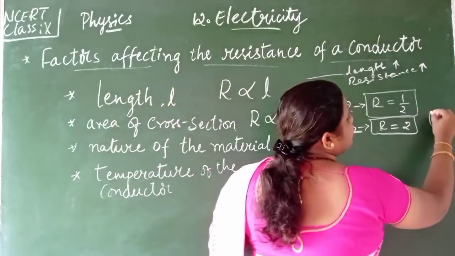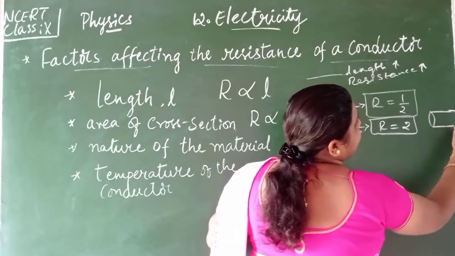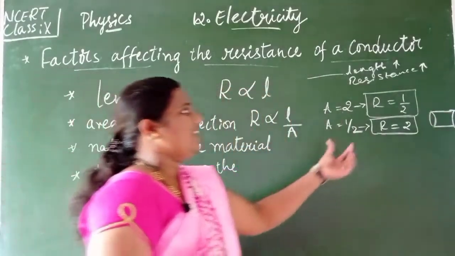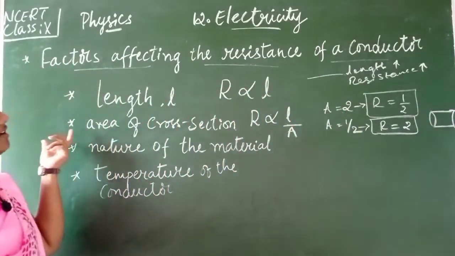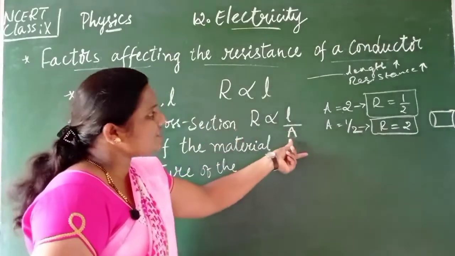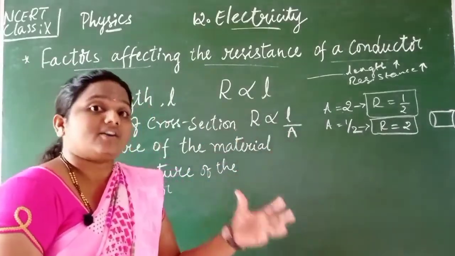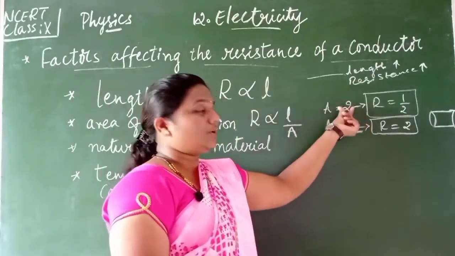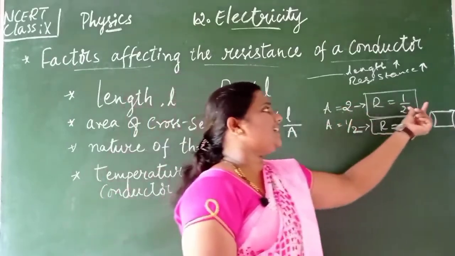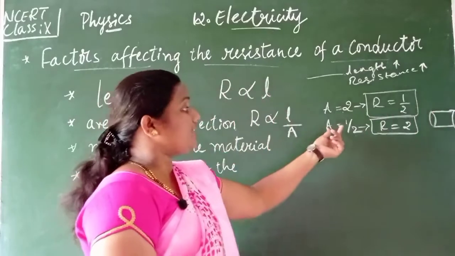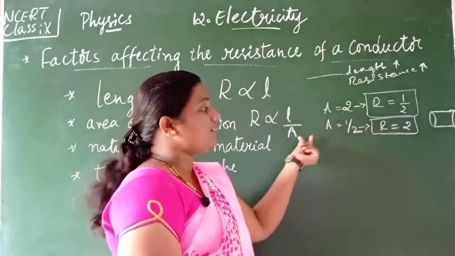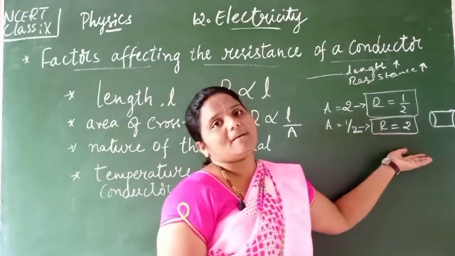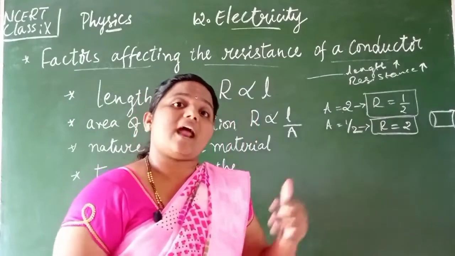You know, children, area of cross section means this. Suppose this is the conductor, this is called the area of cross section. So we can say that the second factor, resistance of the conductor, is inversely proportional to the area of cross section of the conductor. If the area of cross section is made 2 times, doubled, its resistance gets reduced to half. If the area of cross section of the conductor is reduced to half, then resistance can be made 2 times, doubled.